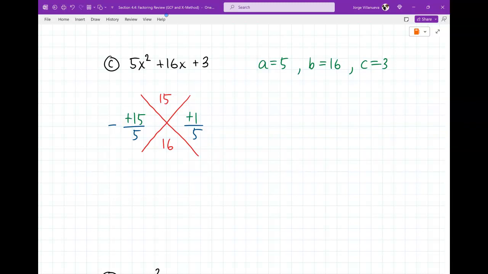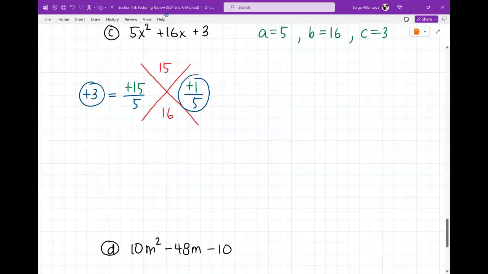So 15 divided by 5, that's a positive 3. That one I'm going to circle. 1 divided by 5 doesn't work, so I'm just going to circle that. Since I can't get a nice answer, I'm just going to leave it like that. Right now we're going to talk about bottoms up. It's coming up right now. All right, so here we go.